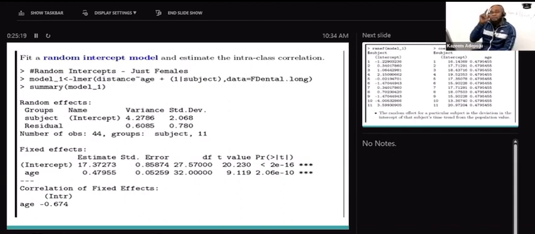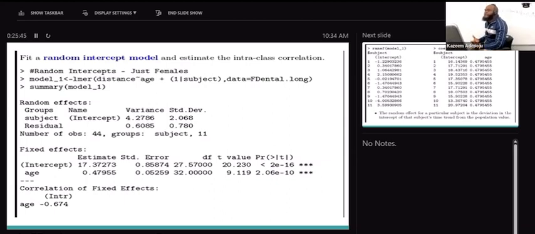And what I'm choosing to be random there is the intercept, and that is why I'm nesting subject in one. Any question on that one? Therefore, this is a mixed effect model. Why is it a mixed effect model? Because we have a combination of a fixed effect, which in this case is age, and the random effect, which in this case is subject.